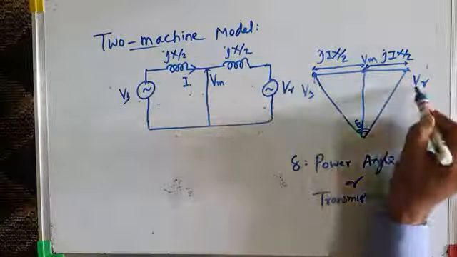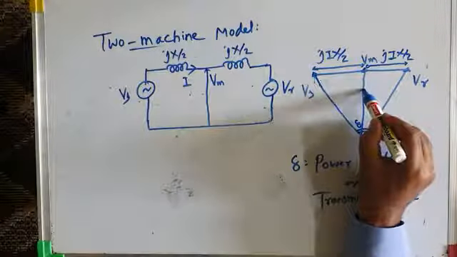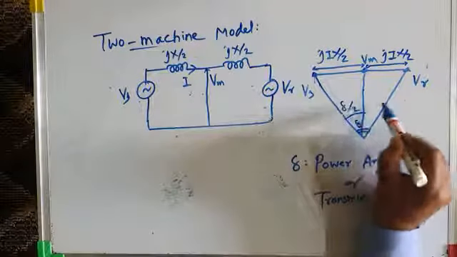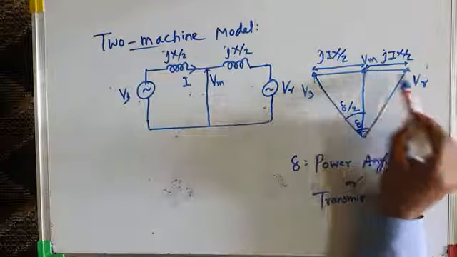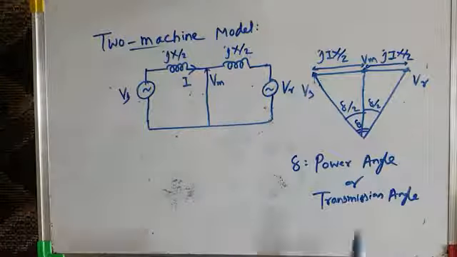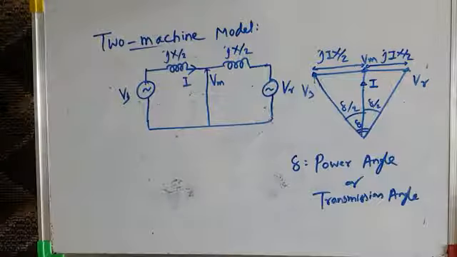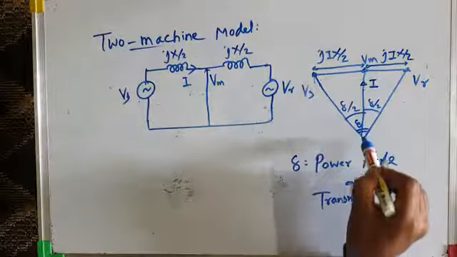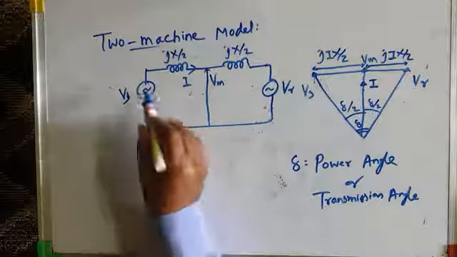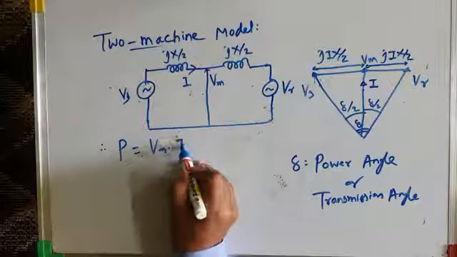And Vm is Vr minus jIX/2. Now the phase angle between Vm, the middle voltage, and the sending end voltage is delta by 2. Similarly, the angle between Vm and Vr, the receiving end voltage, is delta by 2. And I have already told you that the current carried by the transmission line is in phase with the voltage in the middle of the transmission line. So, the active power flowing over the transmission line is equal to Vm into I.